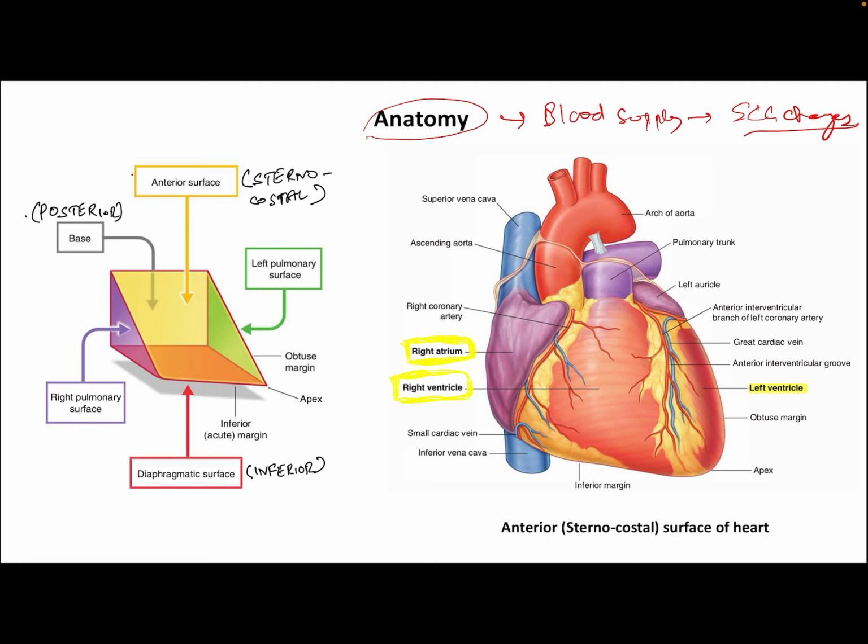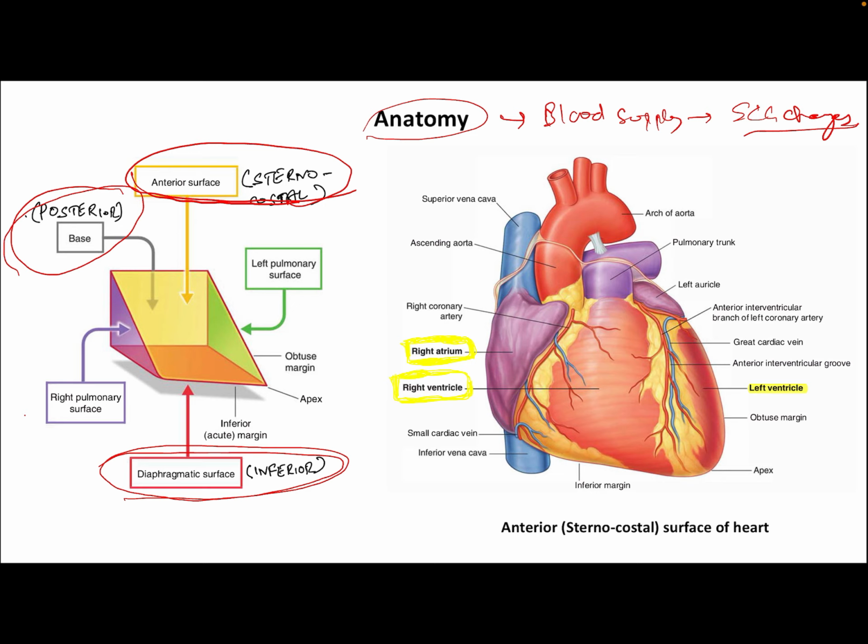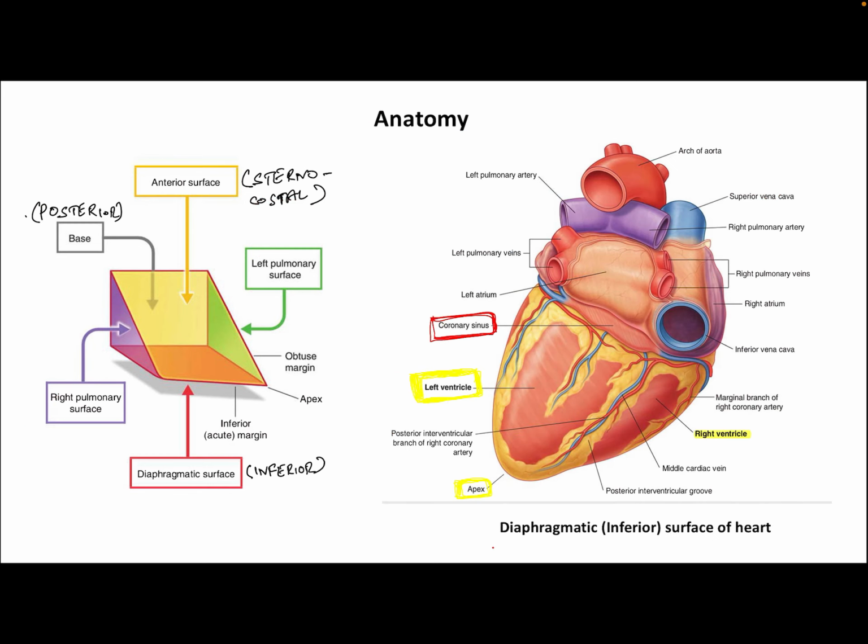So in the anatomy, we'll see there is an anterior surface, which is also called the sternocostal surface. Then there is a diaphragmatic surface, which is also called the inferior surface. And then there is the posterior surface or the base of the heart. And then there are right and left pulmonary surfaces. The anterior or sternocostal surface is majorly formed by the right ventricle and some part of the right atrium and left ventricle. Then there is the diaphragmatic or inferior surface of the heart. It is majorly formed by the left ventricle and some part of the right ventricle.